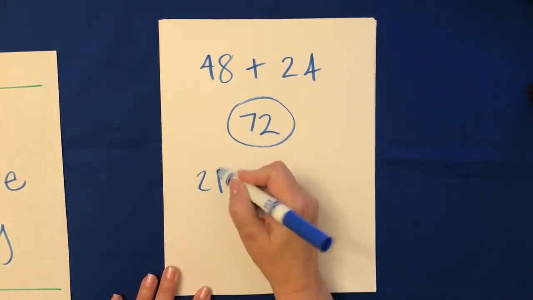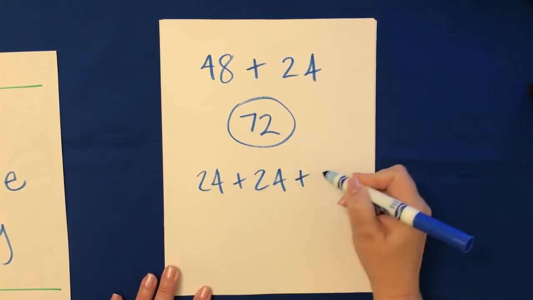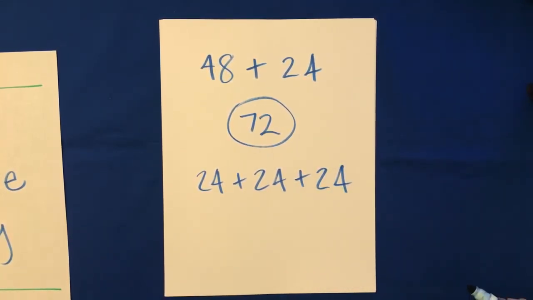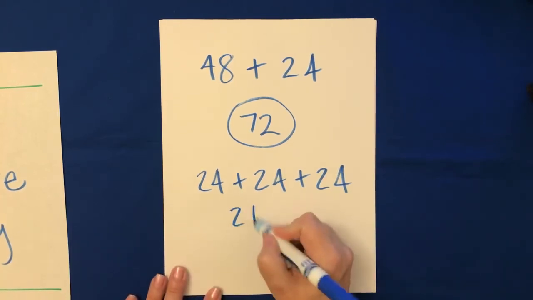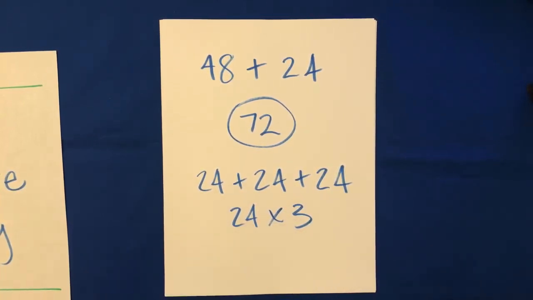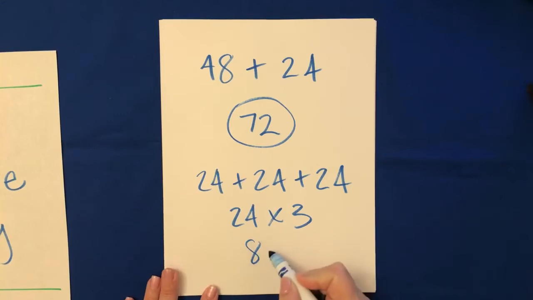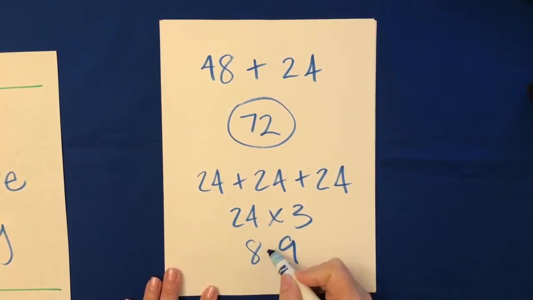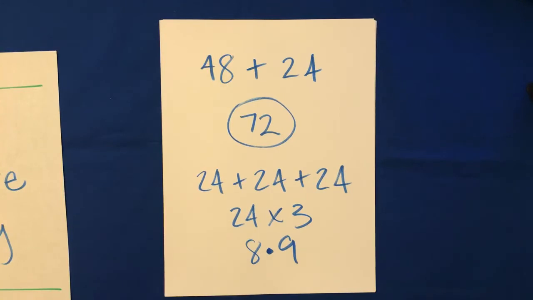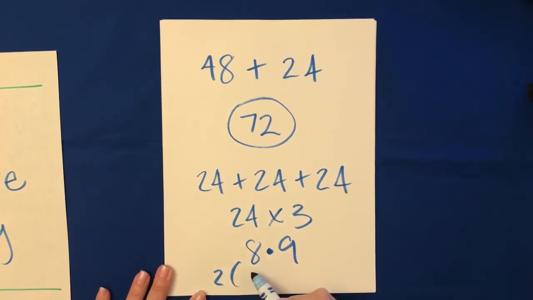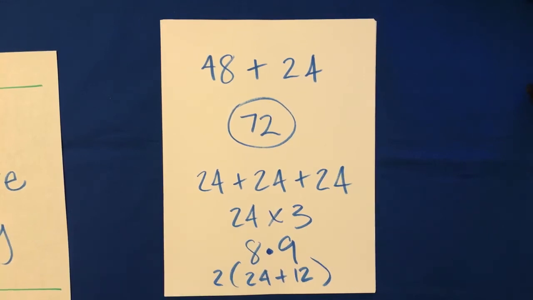Okay, I see 24 added 3 times. Pull that together. Or using multiplication, 24 times 3. Any others? I'll take 2 more. 8 times 9. And I'm going to go ahead and just use this symbol here for multiplication. And wow, we even have, using parentheses, 24 plus 12 inside the parentheses, all multiplied by 2.